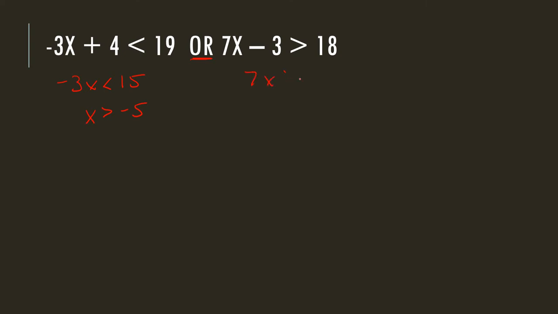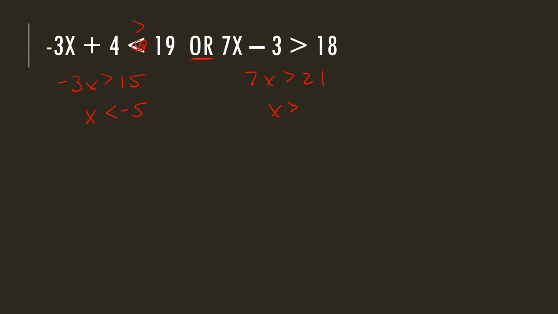This one, 7x is greater than 21. Divide by 7, and I get x... This should have been greater than, I'm sorry. My apologies, so fix that. Let me start again for you.